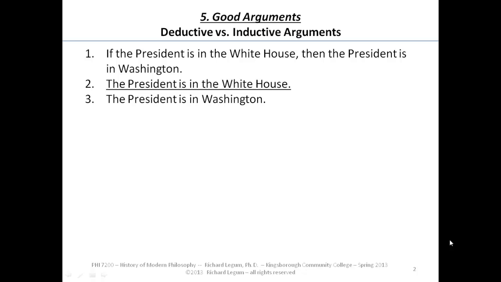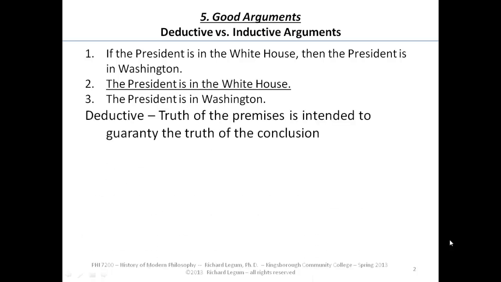Let's say we also know that the president is in the White House. We know that he's in the city of Washington. So the truth of those premises number 1 and 2 guarantees the truth of that conclusion, which is what makes it a deductive argument. A deductive argument is one in which the truth of the premises is intended to guarantee the truth of the conclusion.